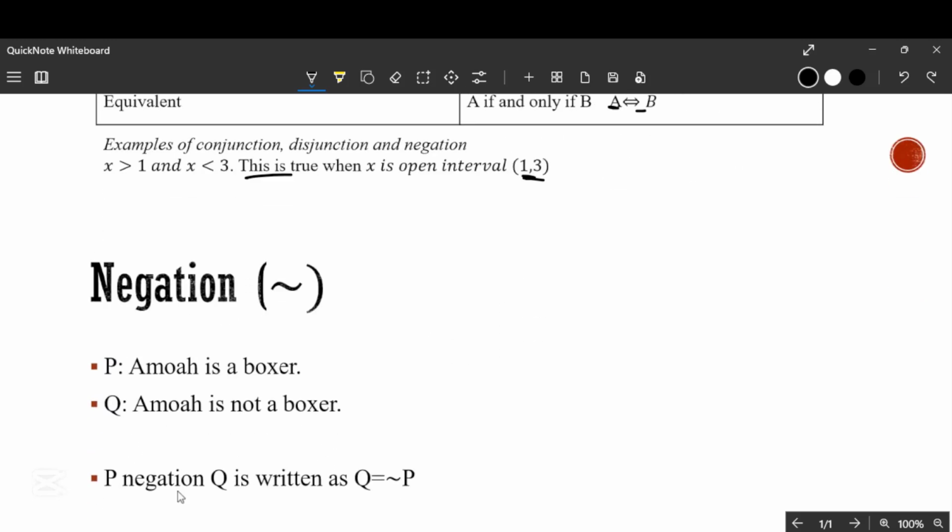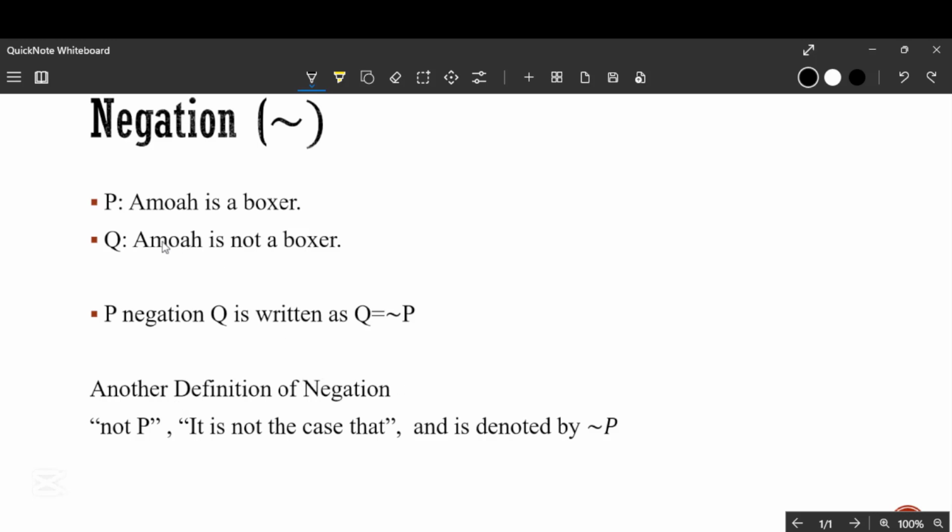Now, let's talk more about negation. We have these two statements over here. Statement P: Amwa is a boxer. And then we have statement Q: Amwa is not a boxer. Then Q is written as the negation of P. So when we negate P, we get Q. The statement for P is Amwa is a boxer, and that of Q is Amwa is not a boxer. Another definition of negation is "not P", or "it is not the case that P", and it is denoted by this.